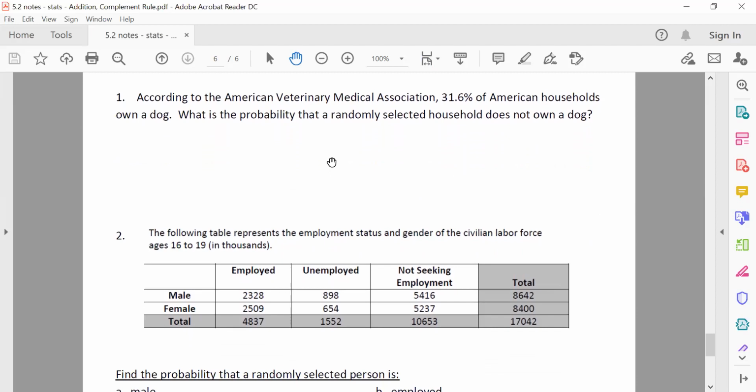So let's do a couple more. According to the American Veterinary Medical Association, 31.6% of American households own a dog.